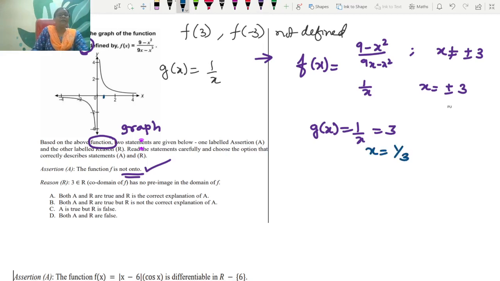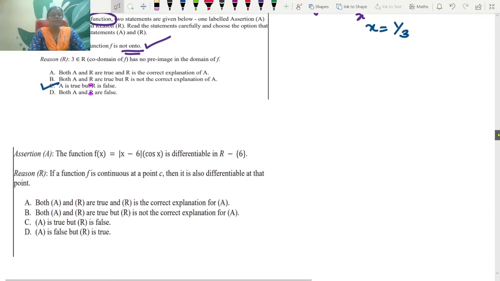So look at this value of 3. You have x as 3 somewhere here. So therefore it is true. So what is true? A has no pre-image is the assertion. That is a false statement. So which one is correct? C statement. That is, A is true but R is false. Okay. So now the last assertion part.